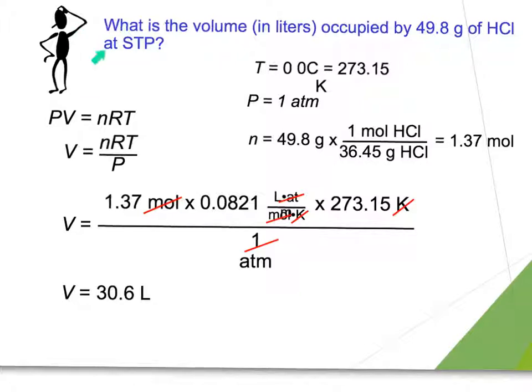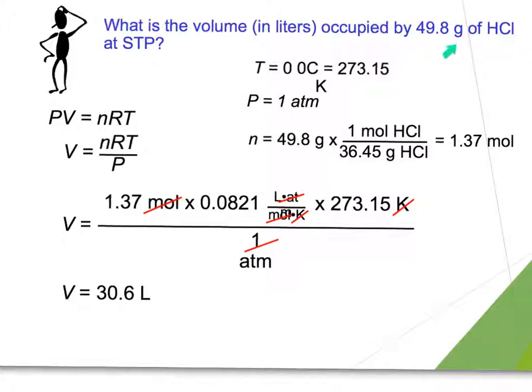Now when we first look at this problem, it looks like we don't have a lot of information to work with. However, STP does give us temperature and pressure. Temperature at STP is 0 degrees Celsius. That needs to be converted to Kelvin. We have the formula Kelvin equals Celsius plus 273.15. So we have our Kelvin. Pressure has to be in atmospheres. STP is 1 atmosphere pressure.